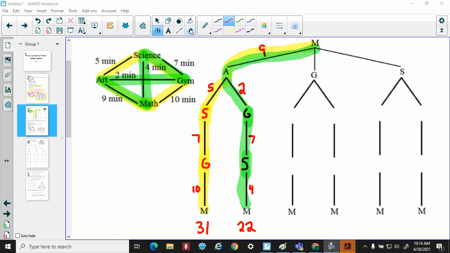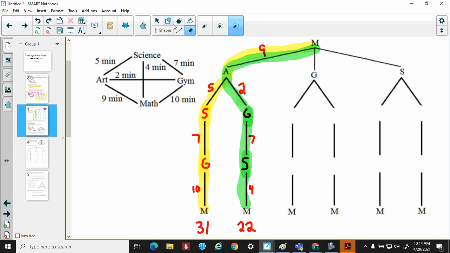Now, from here, you would continue. Let me clean this up. Let's keep going with our tree and play the what-if game, using another color, blue. If I was to go to math and then gym, on my chart, notice I have 2 choices. I can either go to science or I can go to art.